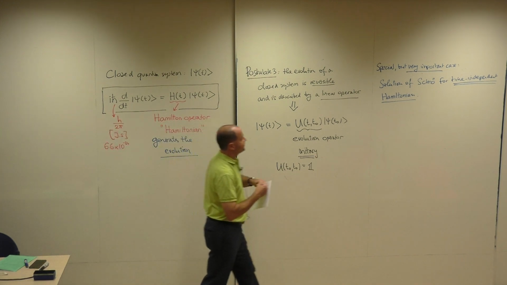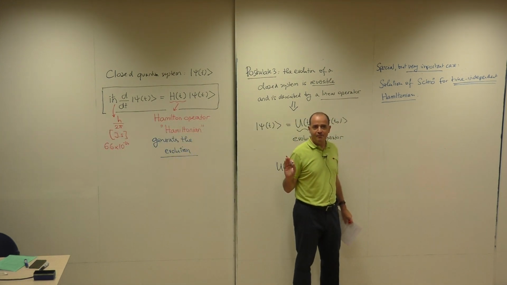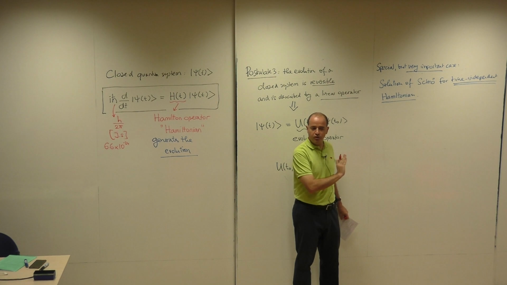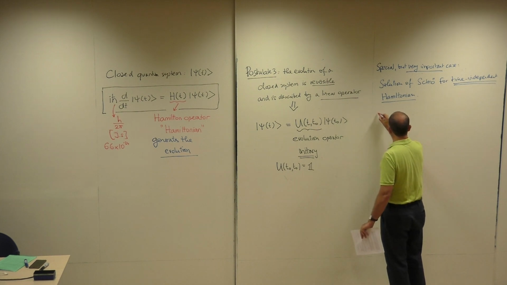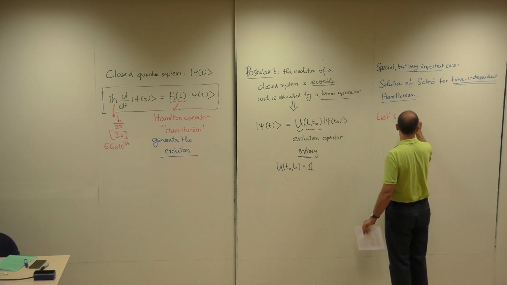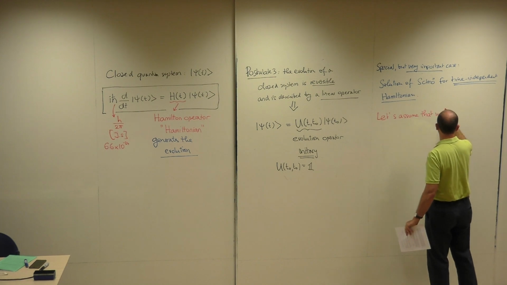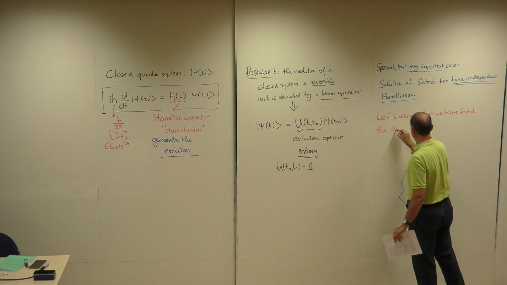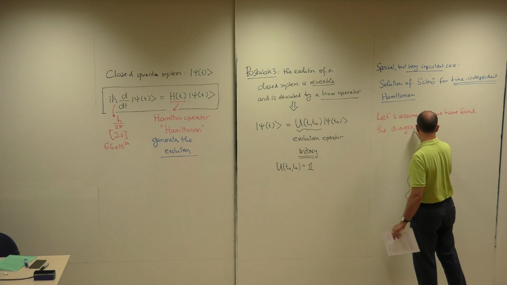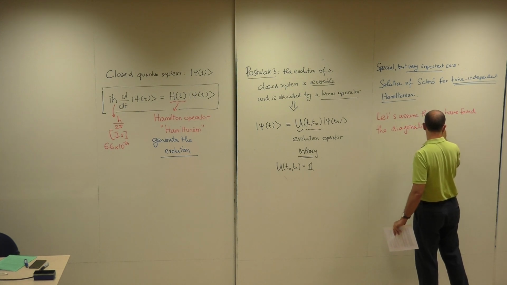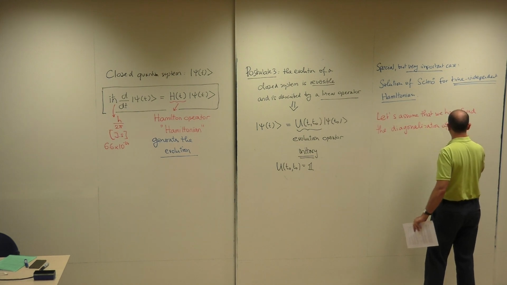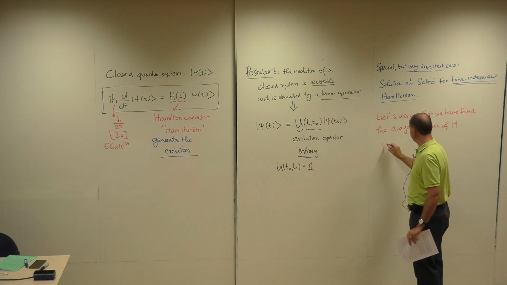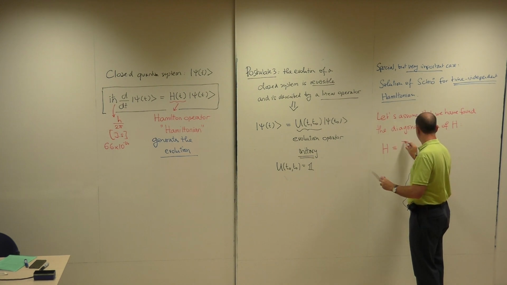I'm going to write in red the step that is not easy, usually. The rest, if you manage to solve this step, will be trivial, and I will show you how. So the step that is not easy is, let's assume that we have found what is called the diagonalization of H. Which means we have found the eigenvalues and eigenvectors. Let's assume that we have found these. Let me copy from the lecture notes.